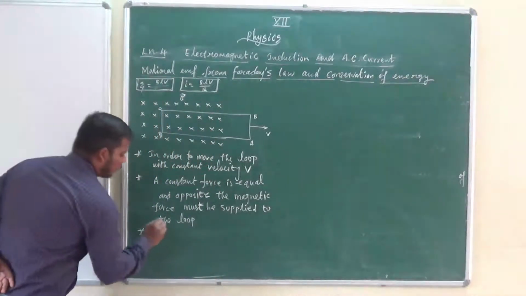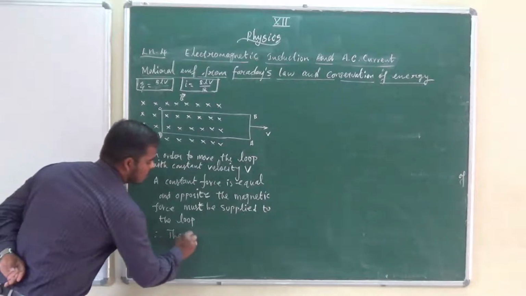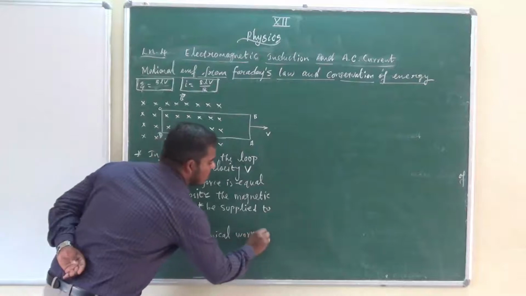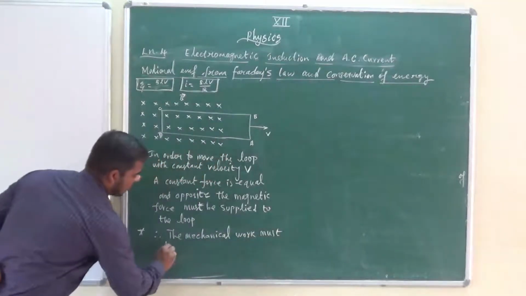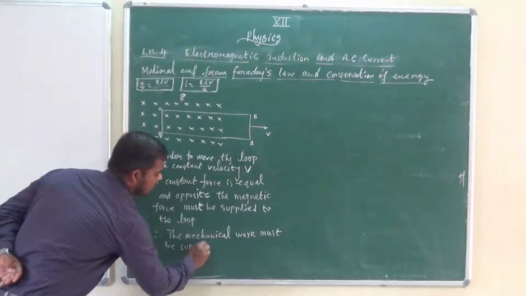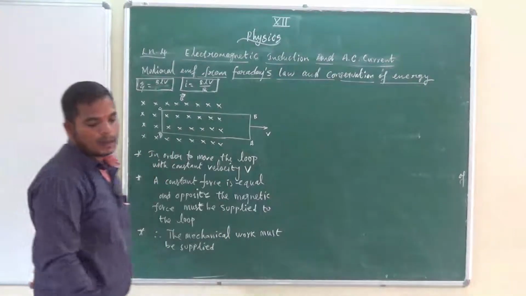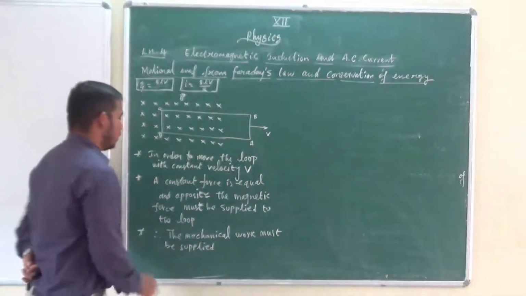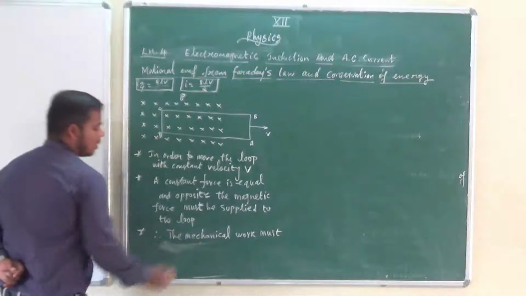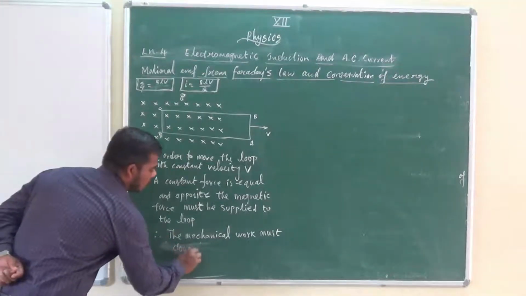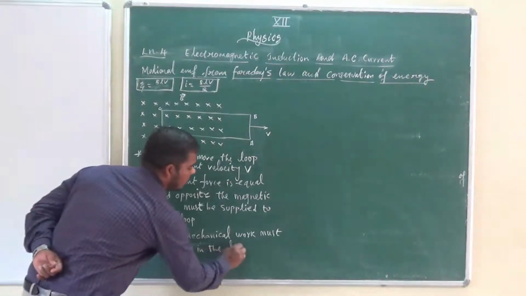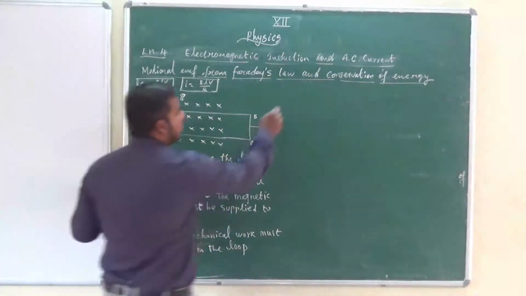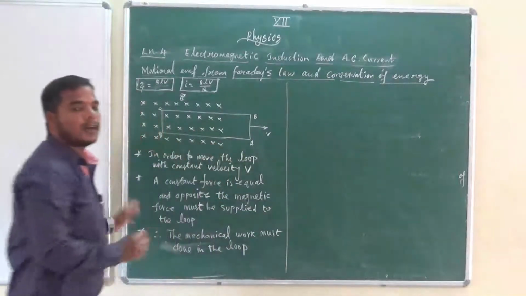So therefore the mechanical work must be supplied, or done, in the loop. That is what we call the rate of doing work.